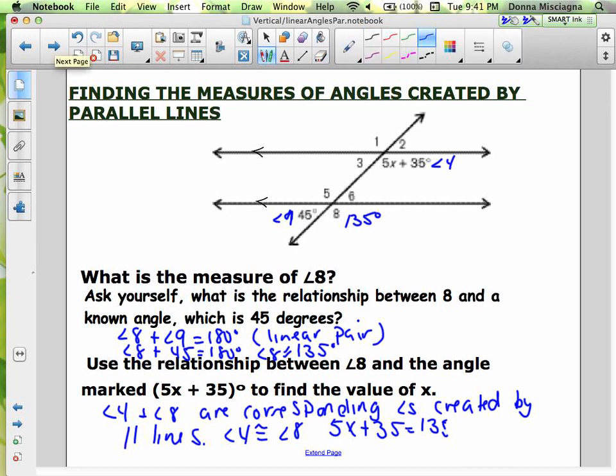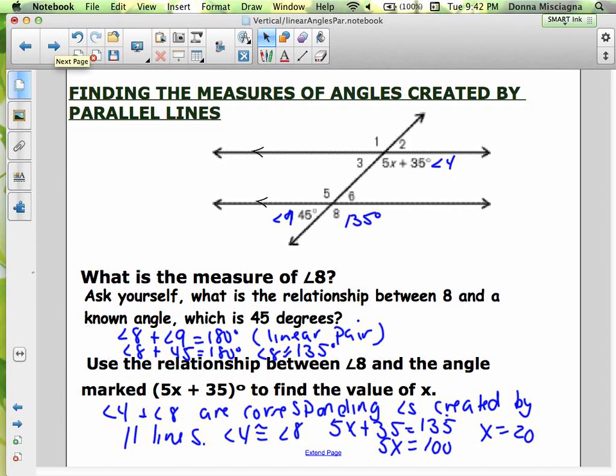So here we used a linear pair, and we used a pair of corresponding angles created by parallel lines. All right, so we have 5x plus 35 equals 135. If we subtract 35 from both sides, from the left-hand side, I've got 5x. If I subtract 35 from the right-hand side, I've got 100. And if I divide 5x by 5, we have x. If we divide 100 by 5, we have 20. And so x is equal to 20. And then just using our properties of parallel lines.